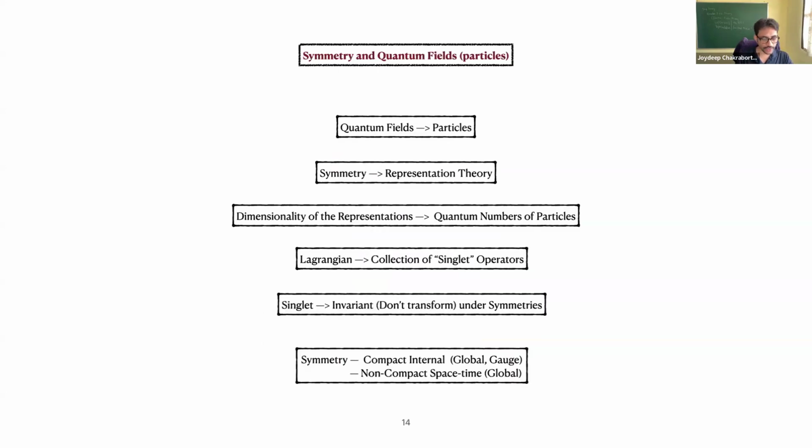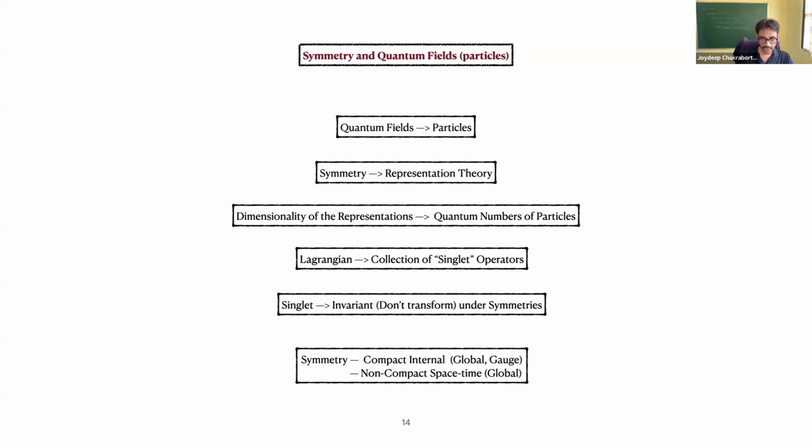So at this point, the important keywords that we should remember are the following. We'll talk about the quantum fields, which are nothing but a representation of these particles. We'll talk about the symmetry, specifically the representation theory. And whenever I talk about the dimensionality of the representations, that will give me the quantum number associated with the particles. And the Lagrangian, as of now, is a collection of singlet operators, singlet under all kinds of symmetries I am imposing. It can be gauge symmetry, space-time symmetry, or some accidental symmetry. It depends on what symmetries you want to impose in your theory.